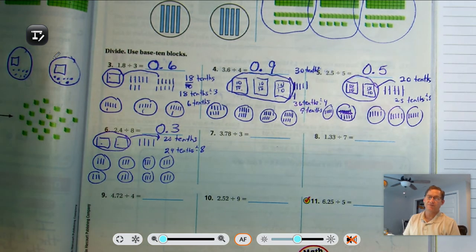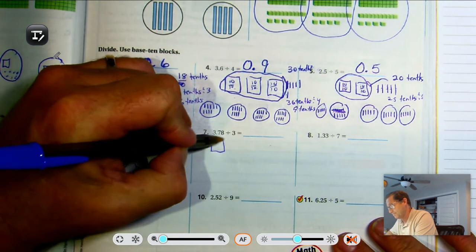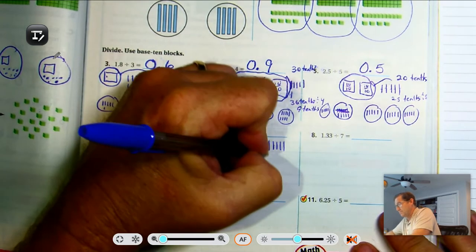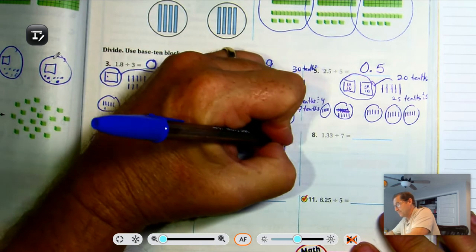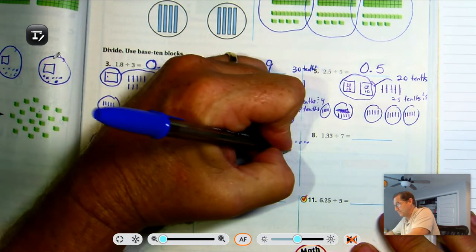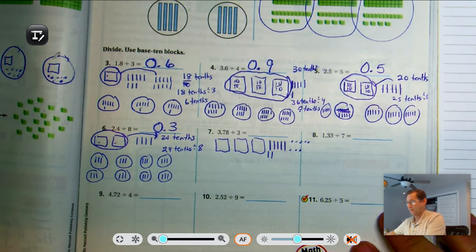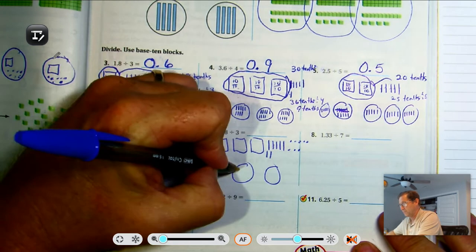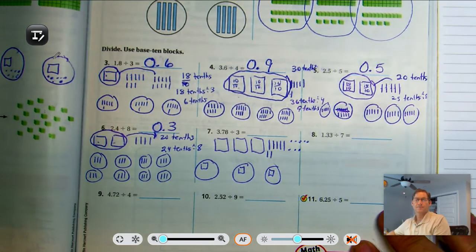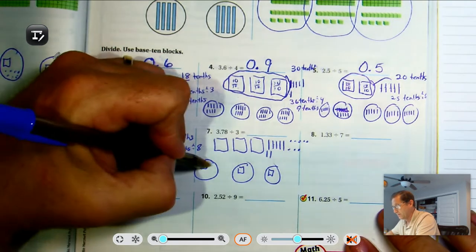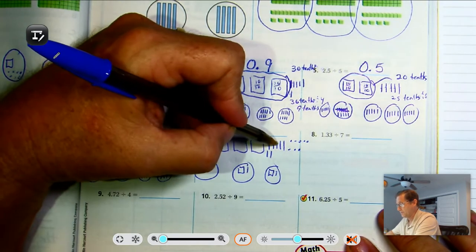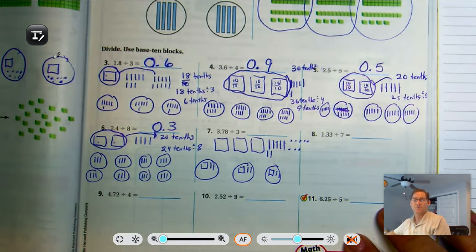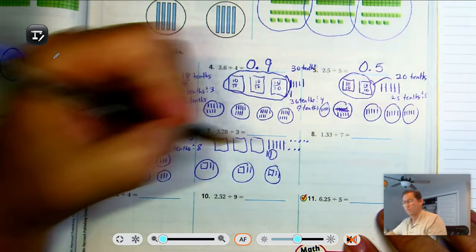3 and 78/100 divided by 3. All right, there's our 3 wholes. There's our 7. And there's our 8/100. 3 groups. I can take each one of those whole numbers and put one of them in each group. How about the tenths? Well, I know I can put at least 1/10 in every group. So that's 3 of them, and I have 4/10 left. So I can still put 1 in each group. I'm going to have 1/10 left over.